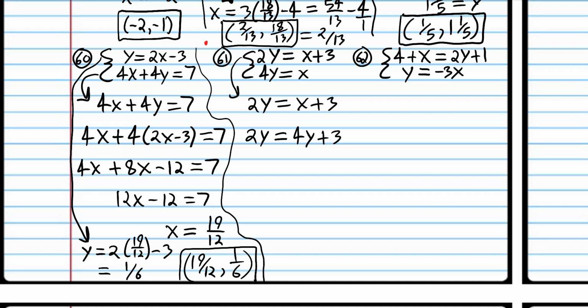But that's okay, because all we have to do is just get all the y's on the same side. So we're going to subtract 4y from both sides, and we get negative 2y equals 3. And divide both sides by negative 2, and we get y is equal to negative 3/2.